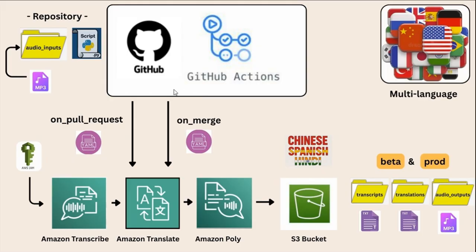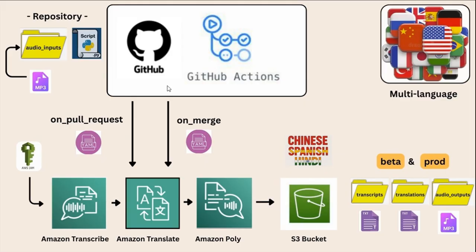And finally, I'm going to create GitHub secrets, which is going to contain from my IAM role the access key ID and the secret access key. Also, I'm going to have the name of the AWS region and the name of the S3 bucket. So really quick, let's go through the process.